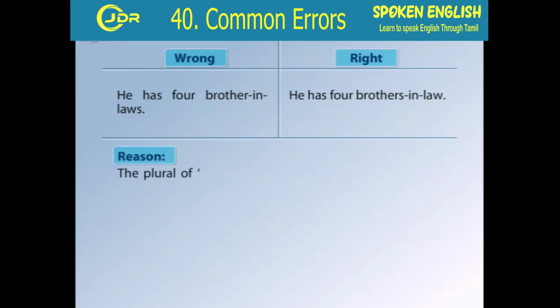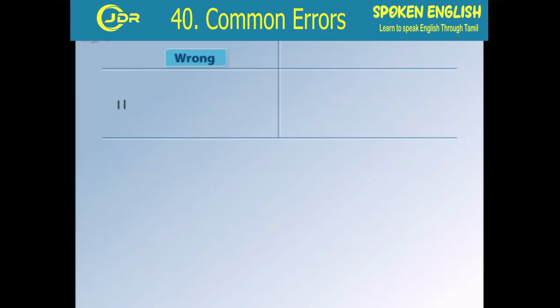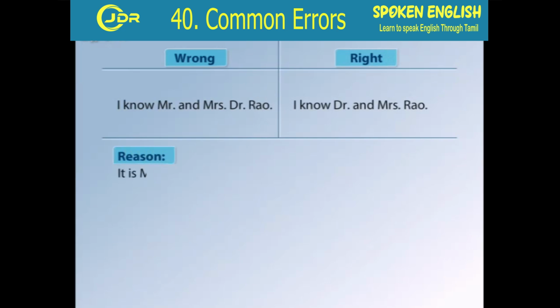The plural of brother-in-law is not brother-in-laws, but brothers-in-law. Wrong. I know Mr. and Mrs. Dr. Rao. Right. I know Dr. and Mrs. Rao. Reason, it is Mr. Rao who is the doctor and not Mrs.